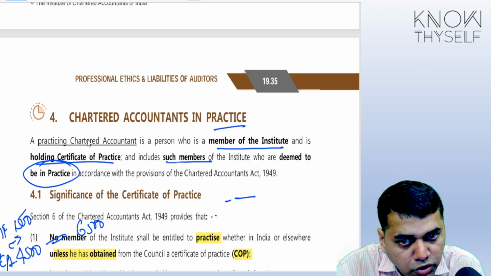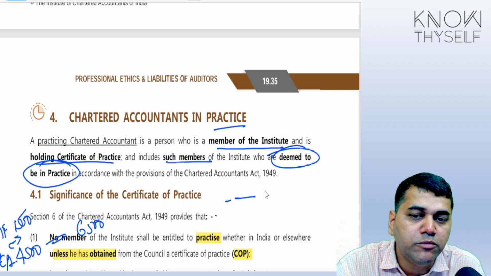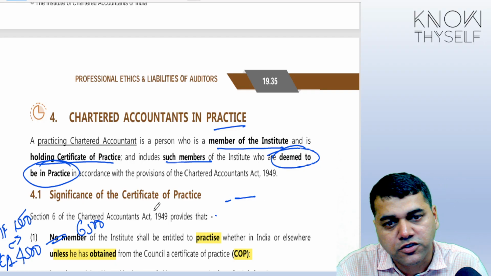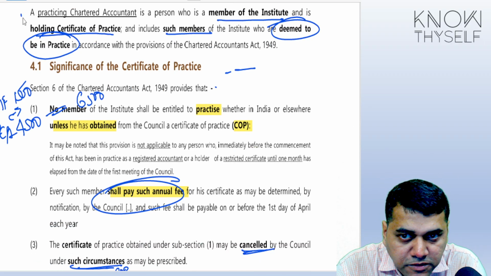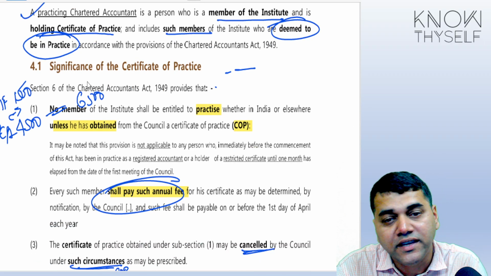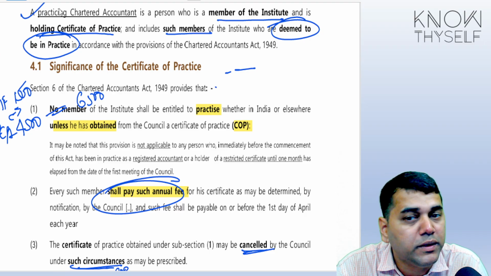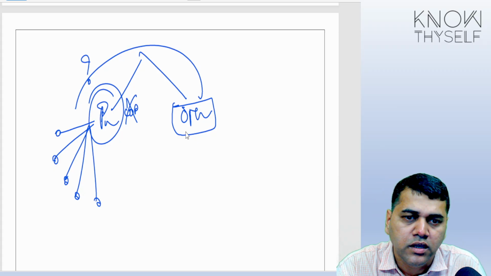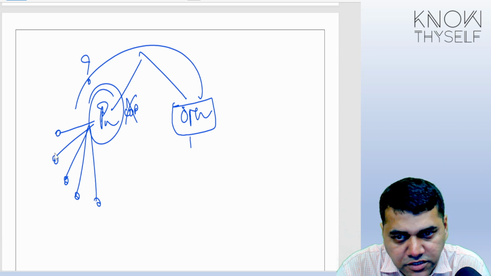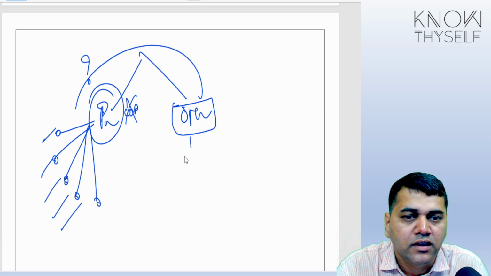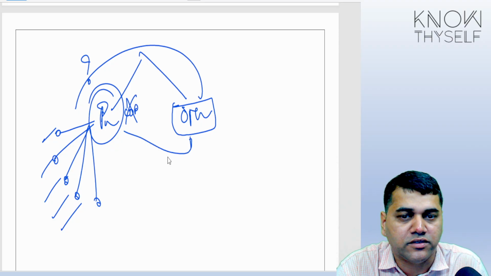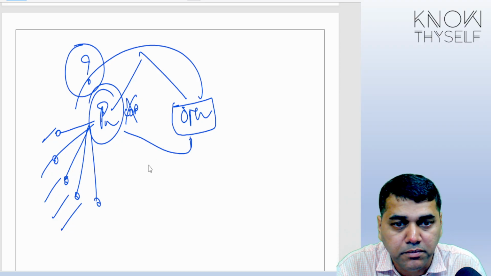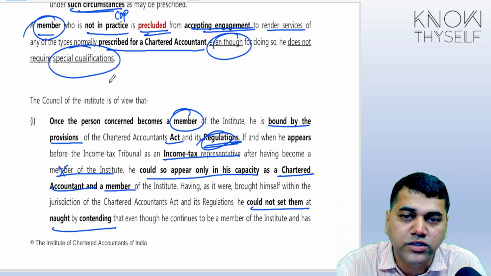Okay, so first of all, somebody is holding COP. Now, who is this deemed to be in practice? Deemed to be in practice are those people who are doing whatever work these people are also doing. In that case, you are bound by the advertisement guidelines. So it goes like this. Now, if you do some work here which is meant for this practicing CA, then you will also be deemed to be a CA in practice, and you will be bound by all the guidelines. Okay, let us see now who is deemed to be in practice.